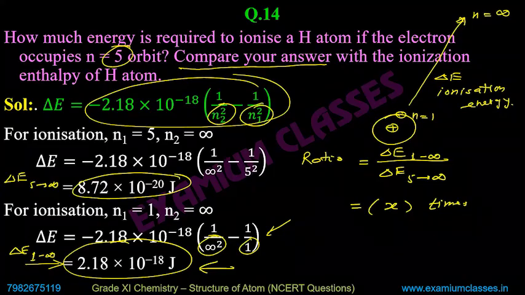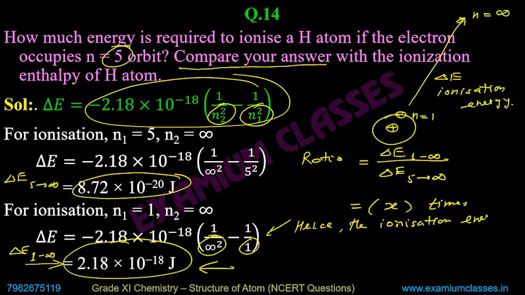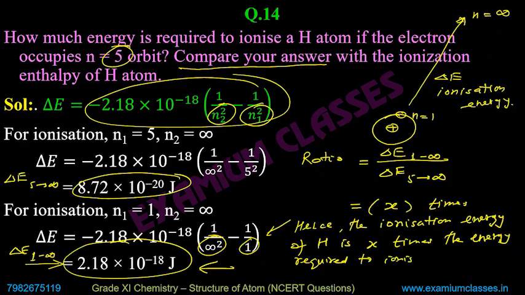So don't forget to write the statement. The last statement will be: hence the energy required, or you can say ionization energy, of hydrogen is X times the energy required to ionize a hydrogen atom if the electron is in the fifth orbit.